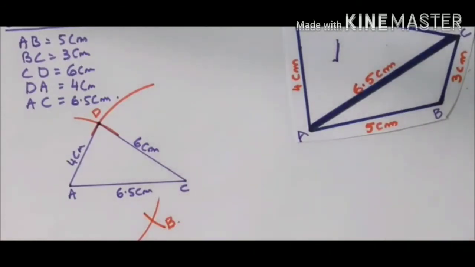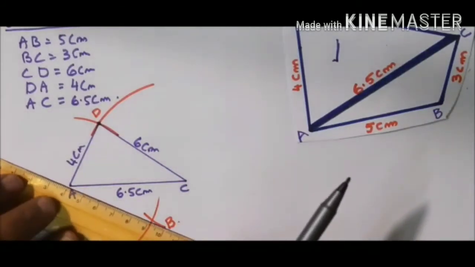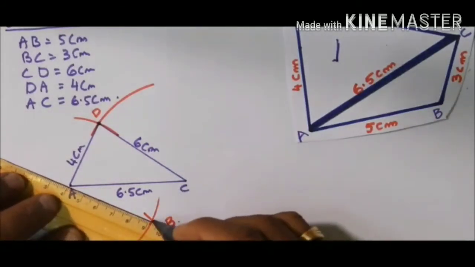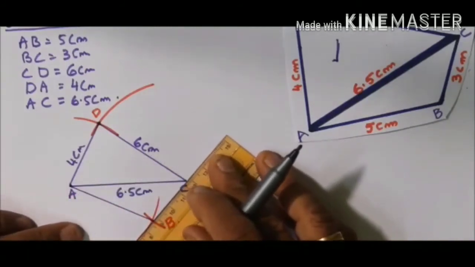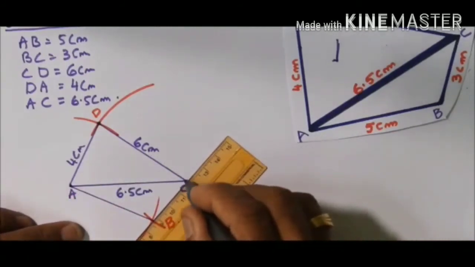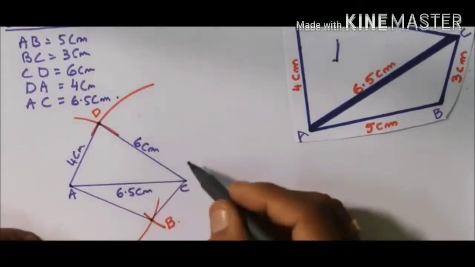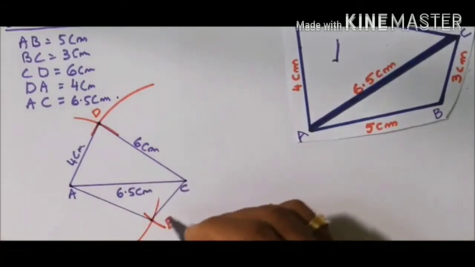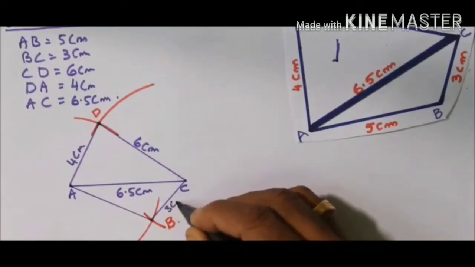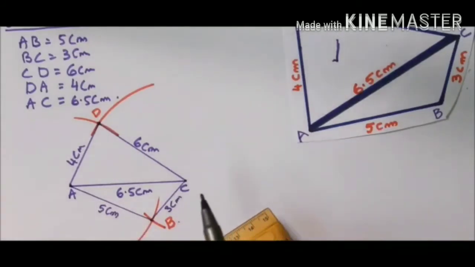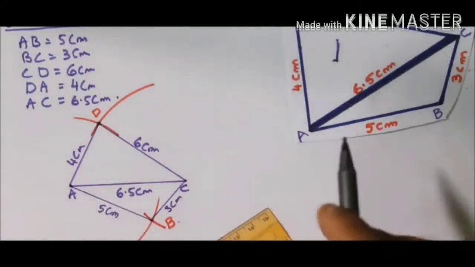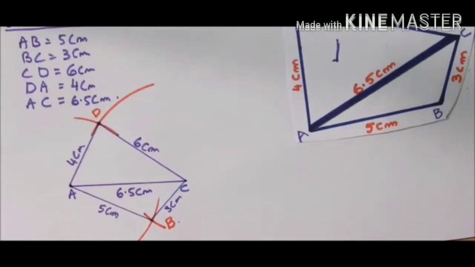Now join the sides AB and BC. So totally it is a quadrilateral. Mark the measurement 3 centimeter, 5 centimeter. So your quadrilateral with all 5 sides is completed, which is part 1.